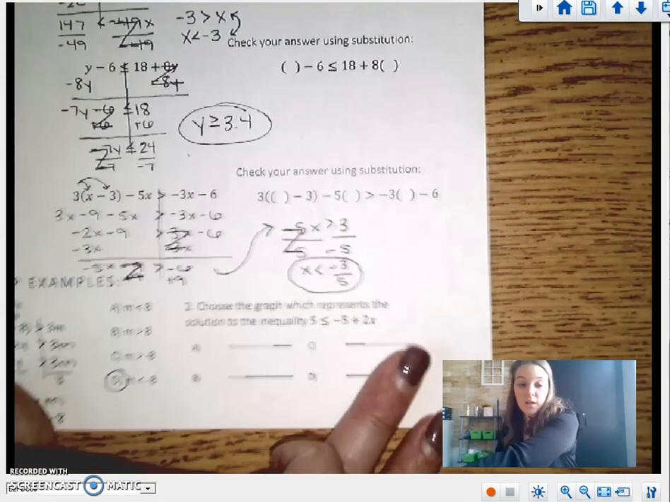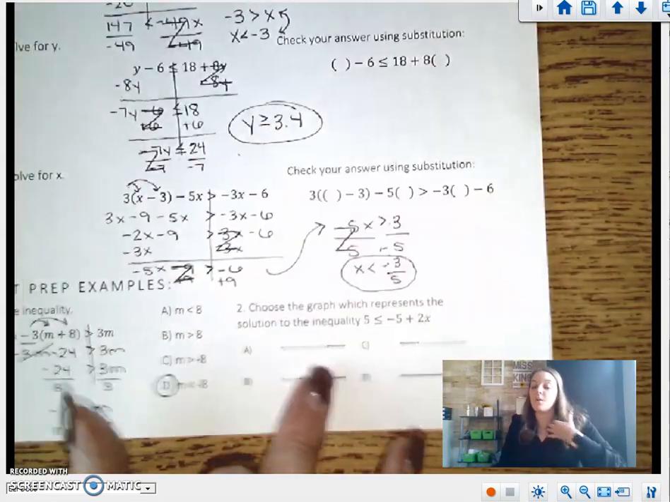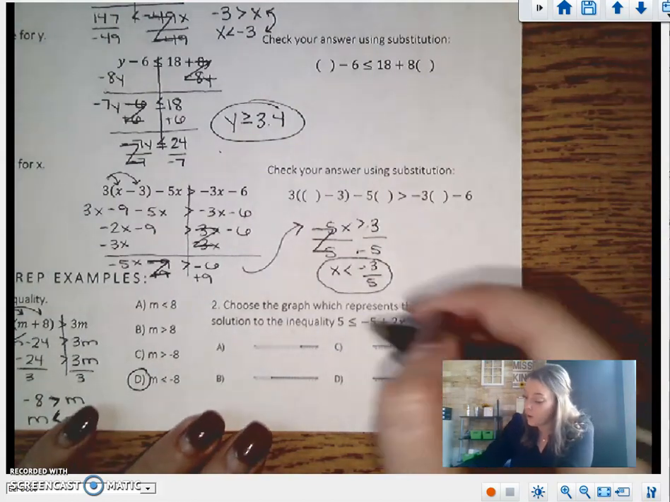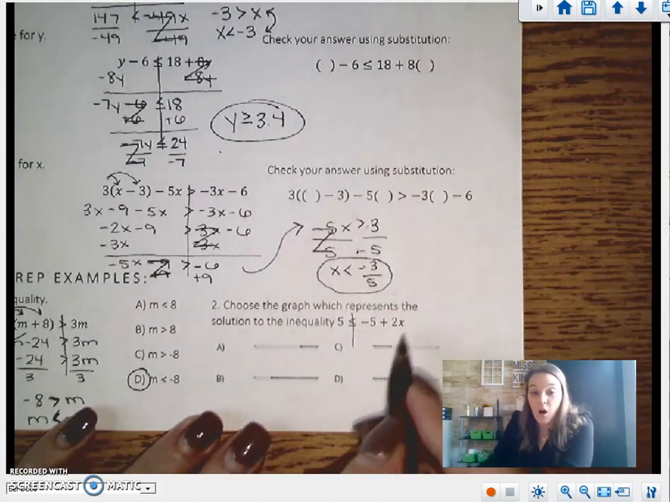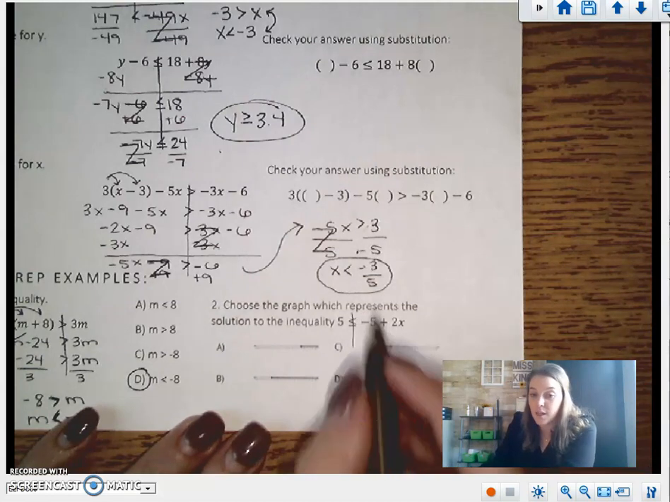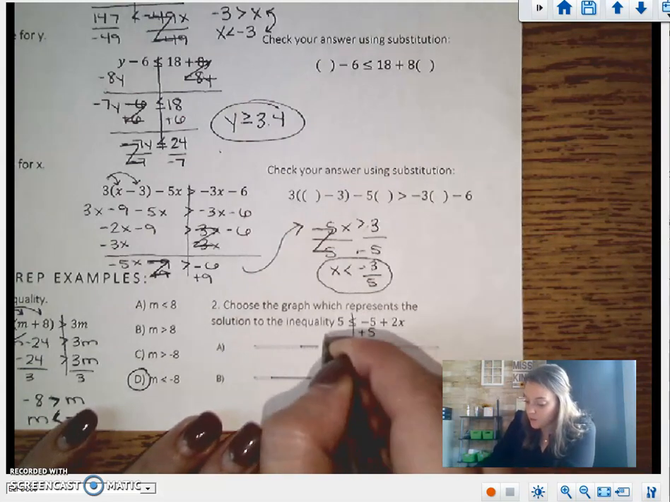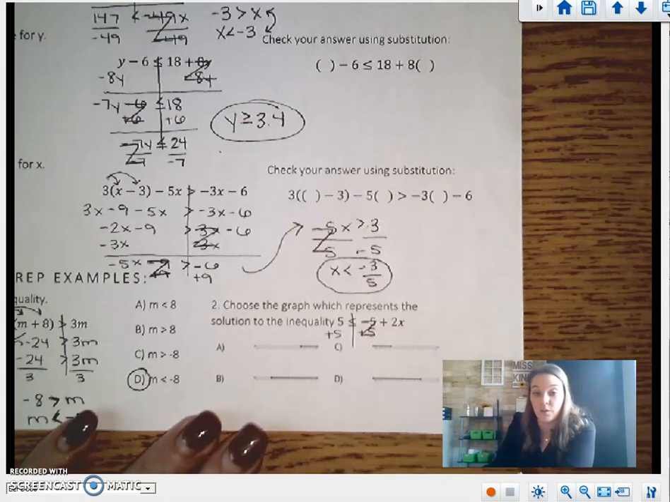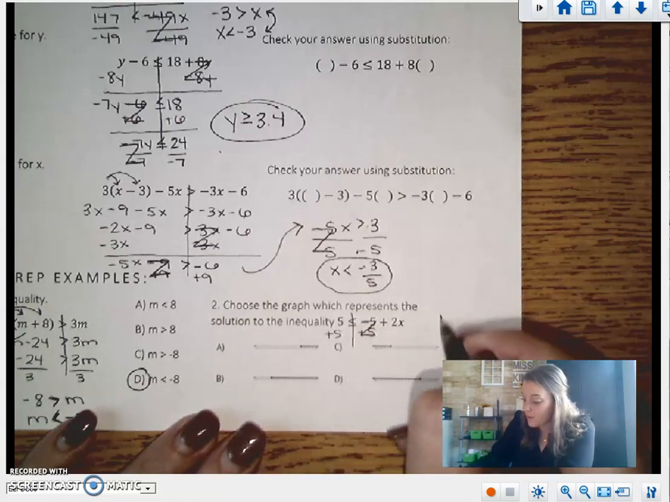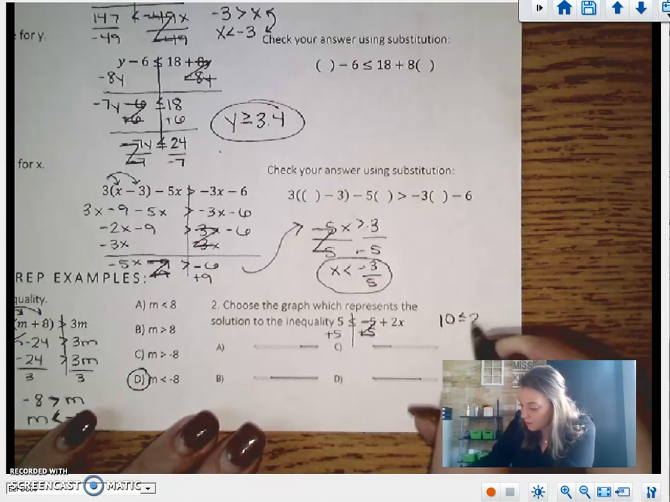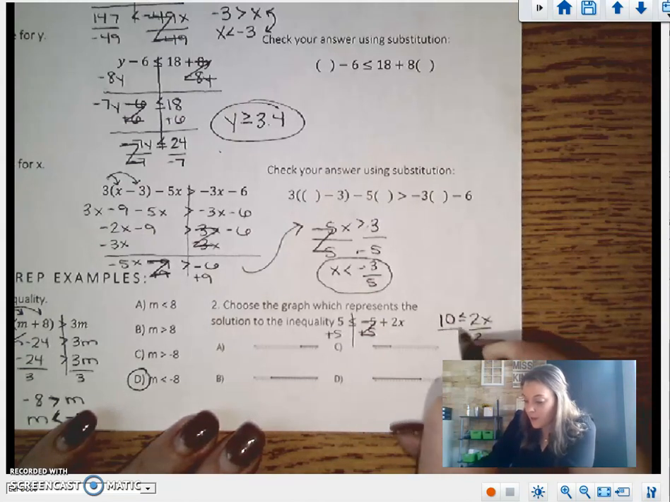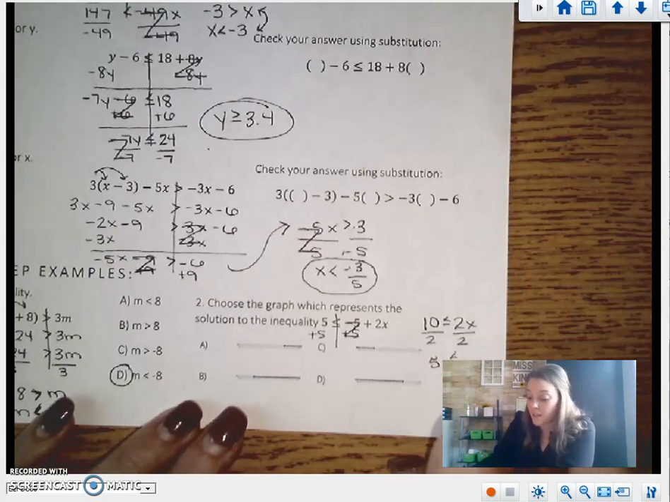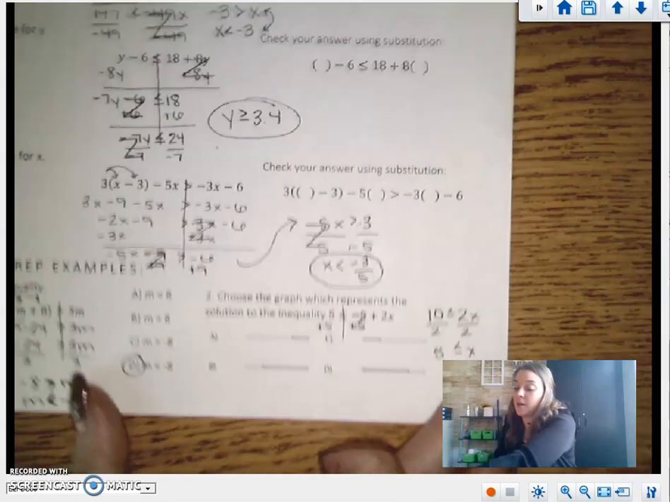Number 2 is very similar, but this time they want you to match it to a graph. So first I need to solve this inequality, so I'm going to draw my line. All of my x's are over here on the right, so I just need to move these constants to the left. Negative 5 plus 5 will cancel that out on the right. 5 plus 5 is 10, is less than or equal to 2x. Get the x by itself, I'm going to divide both sides by 2. I get 5 is less than or equal to x.